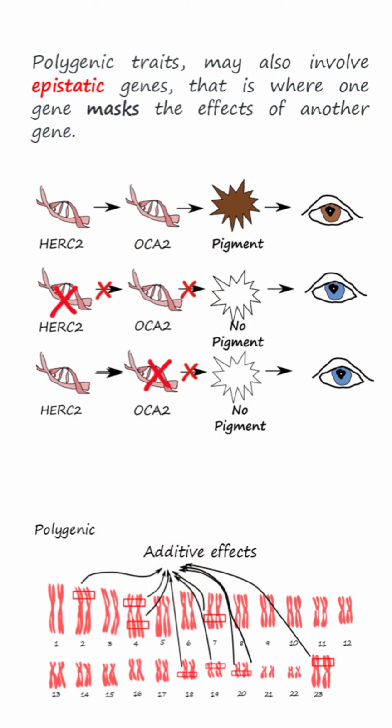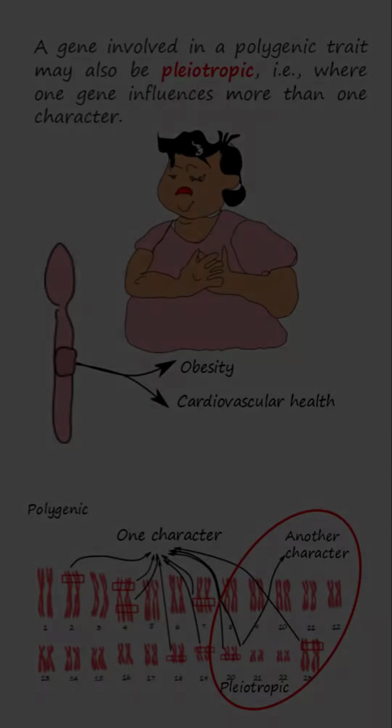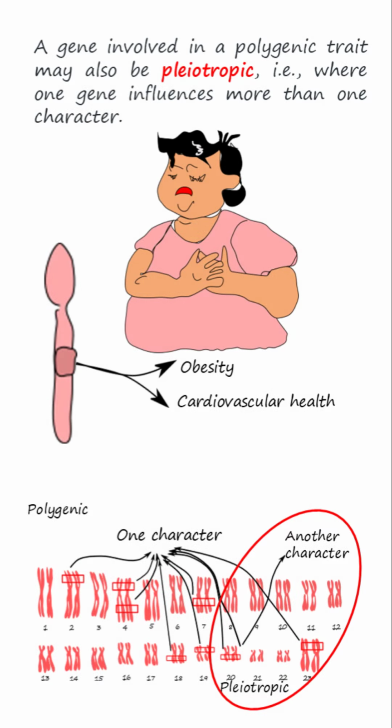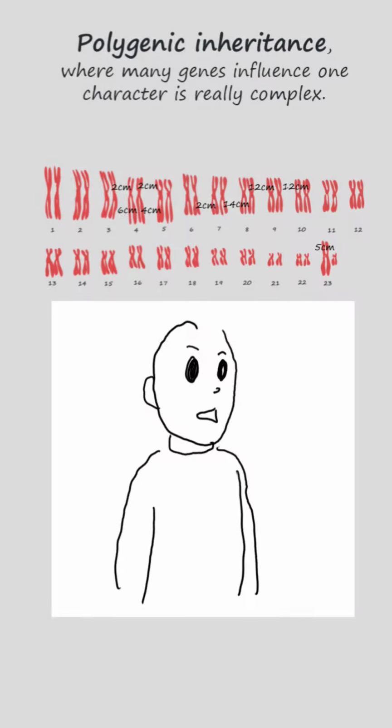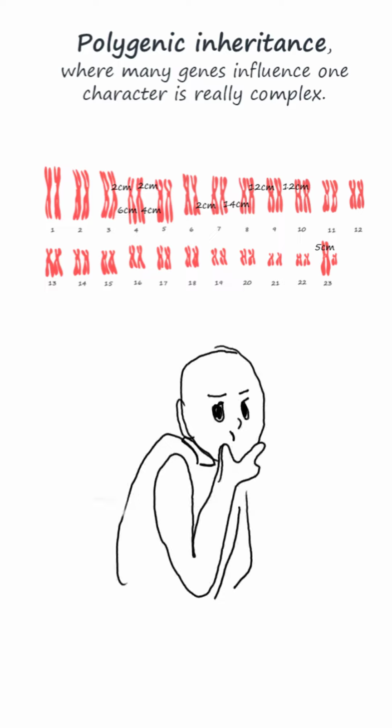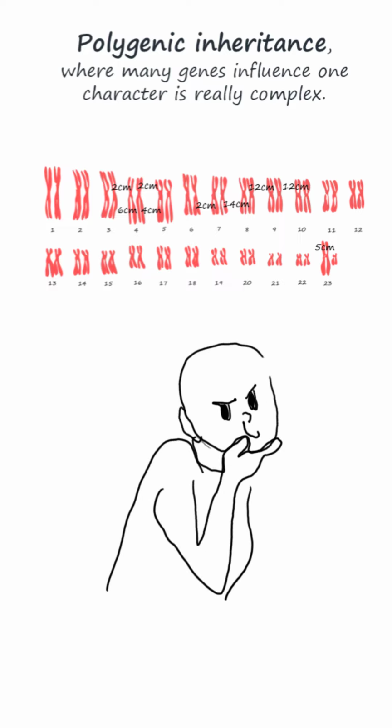Polygenic traits such as eye color expression may also involve epistatic genes, that is, where one gene masks the effect of another gene. A gene involved in a polygenic trait may also be pleiotropic, that is, where one gene influences more than one character. Polygenic inheritance, where many genes influence one character, is really complex.